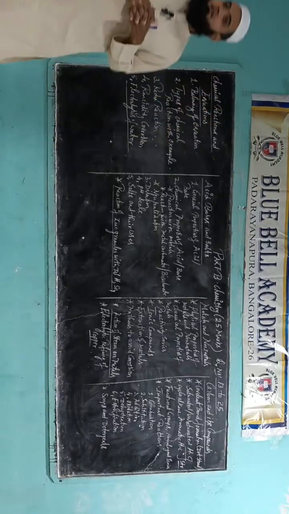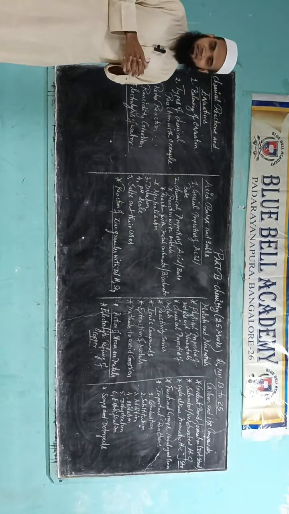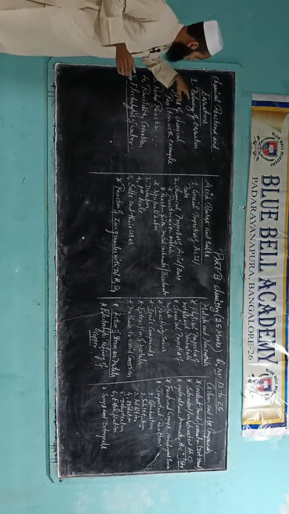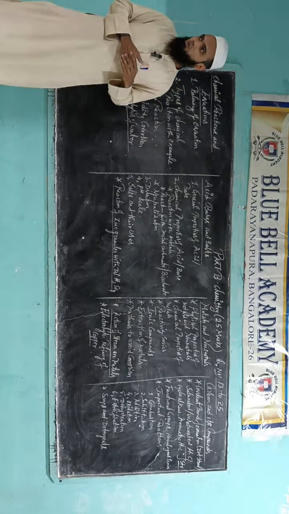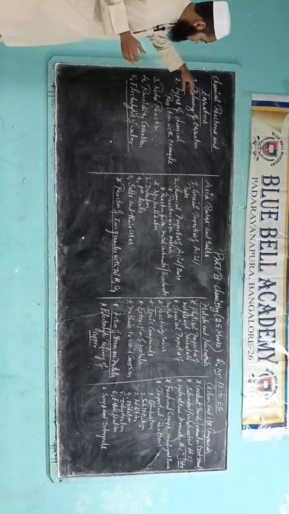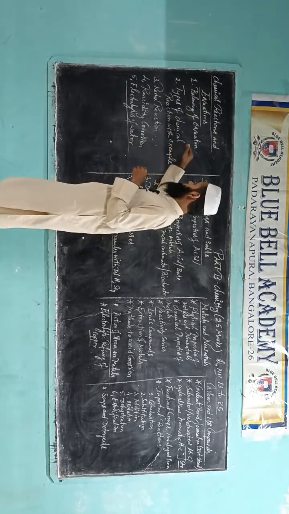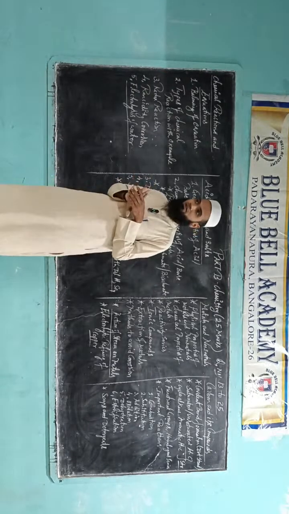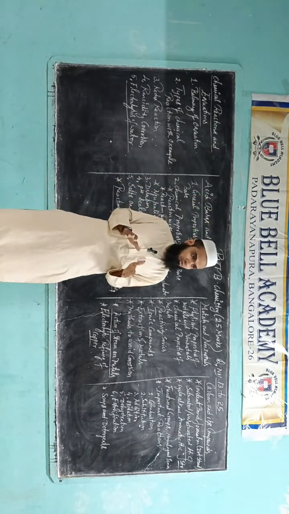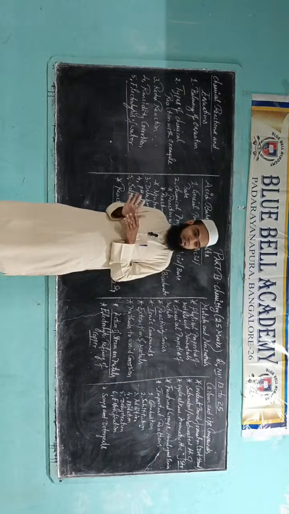What are the important things you have to learn for your exam? The first one is Chemical Reactions and Equations. In that, these 4 areas are to be covered. The first one is balancing of equations. I hope every one of you knows how to do the balancing of equations.